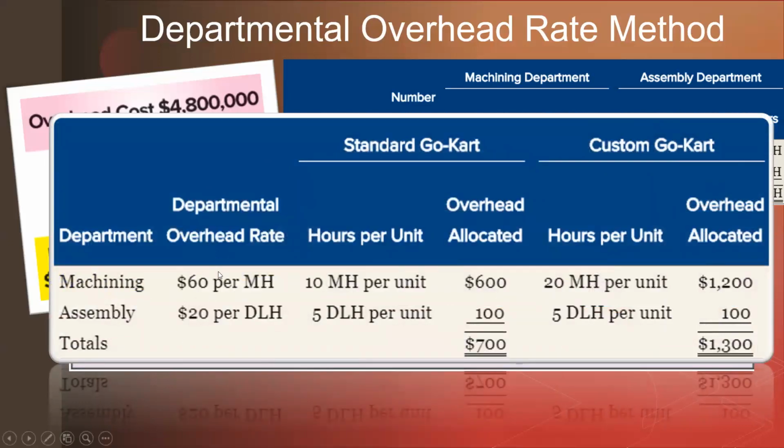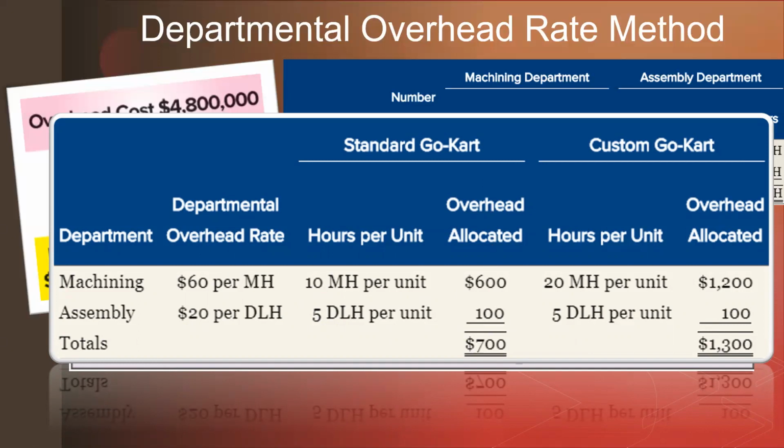So we plug those amounts in right here. Machining was the $60 per machine hour, assembly was $20 per direct labor hour. And then for the standard go-kart, it's going to take 10 machine hours times the $60 per hour gives us 600. For the assembly department, it was $20 times the 5 direct labor hours, that gives us $100. So for the standard go-kart, we're just going to add those two costs together and we say, okay, it's going to cost us $700 simply an overhead cost to make the standard whenever we break it down by departments.